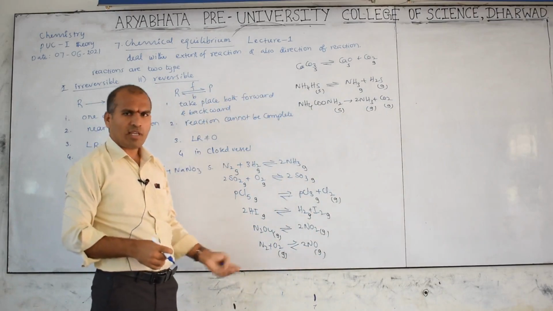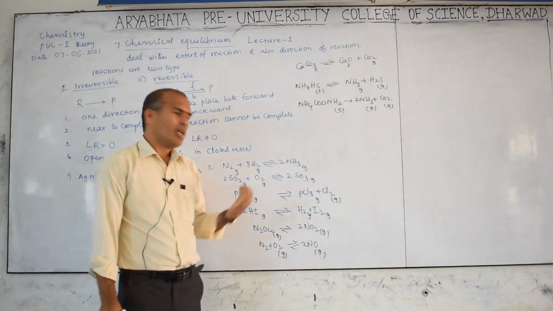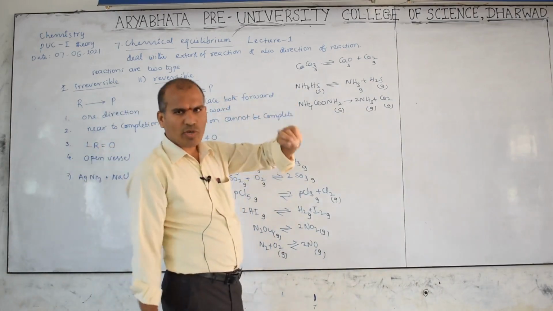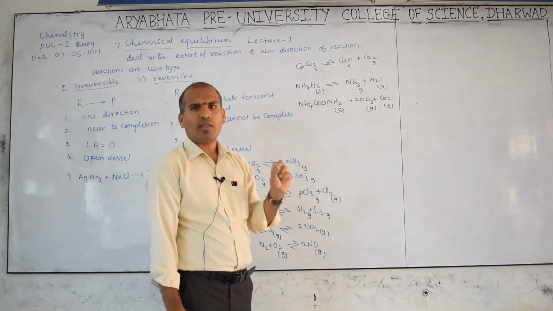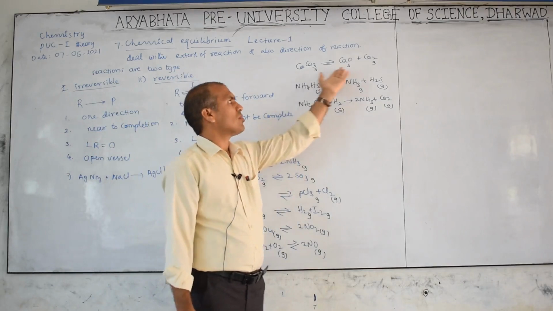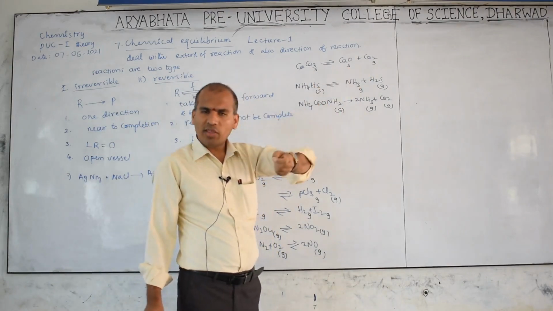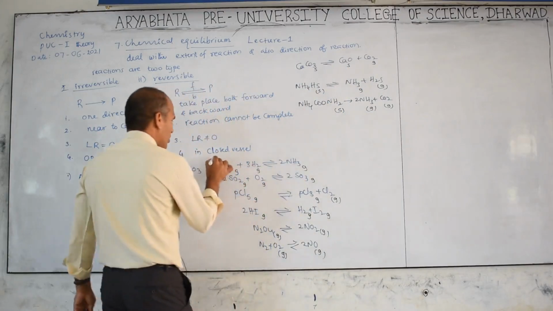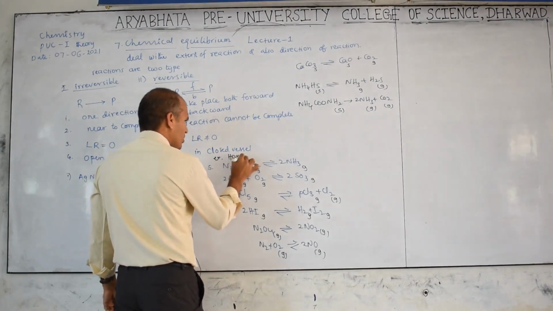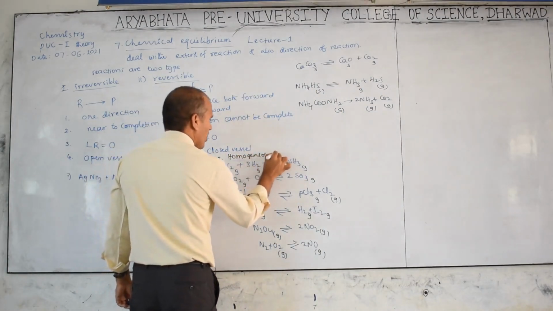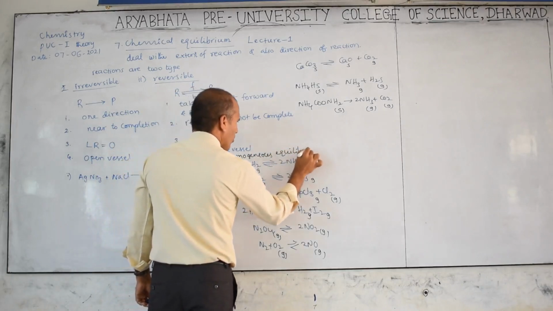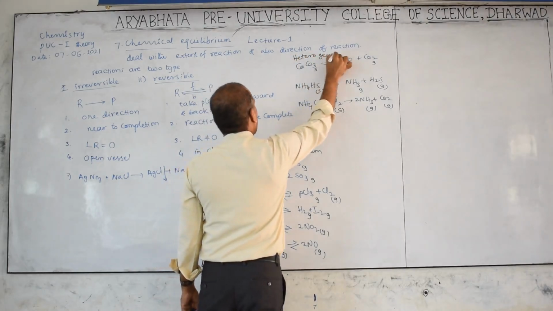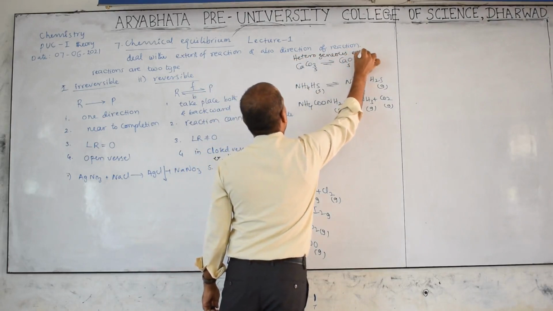These are homogeneous equilibrium. Homogeneous equilibrium means what? Reactant and product are in one phase. Here, the reactant or product or any one of them may be in a different phase: solid, solid, gas. So these are examples of homogeneous equilibrium. These are which one? Heterogeneous equilibrium examples.